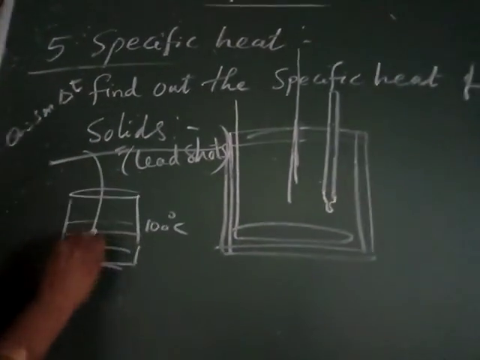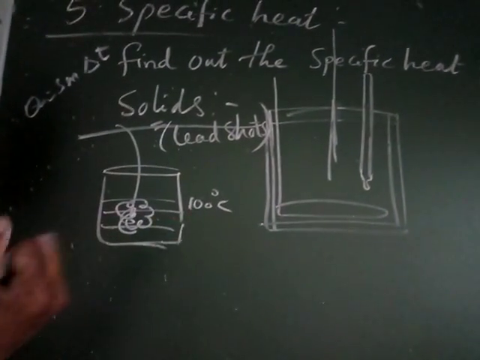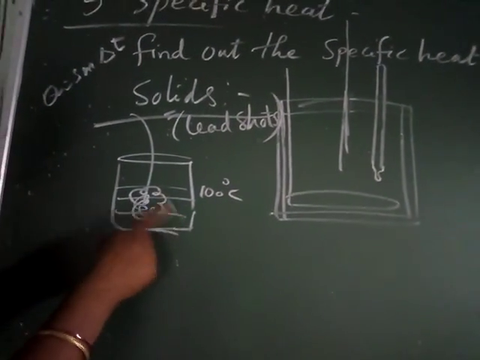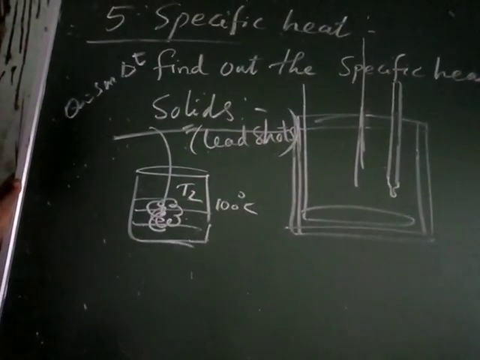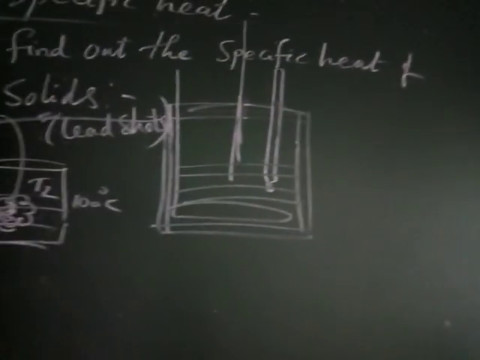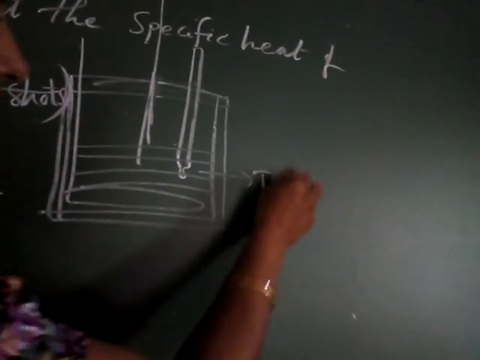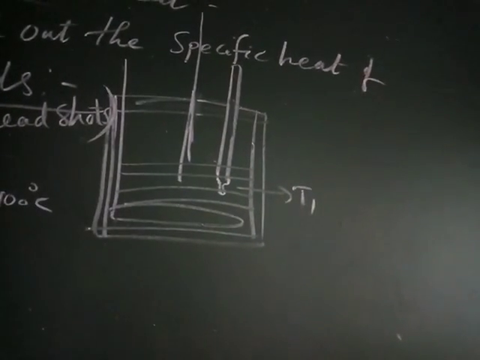Now you keep the lead shots in the water for some time. Then what happens? It absorbs some heat energy from the hot water. That is T2, because in your textbook T2 is given, that's why I am writing it here. And it takes some water inside the calorimeter. The temperature of this water is T1. Before this, the thermometer shows the temperature.